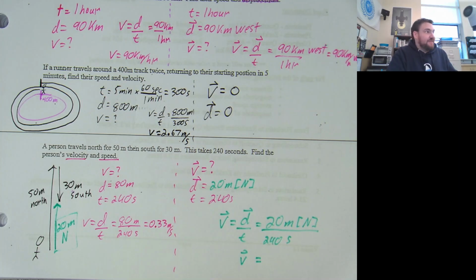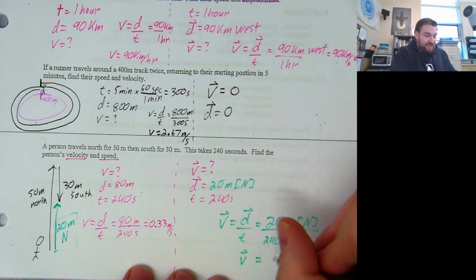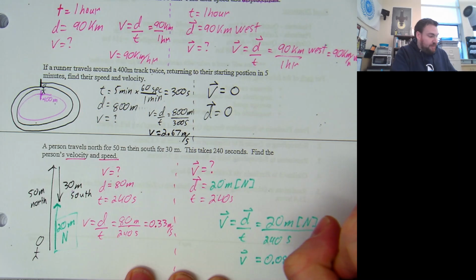Which is, what is a decimal? Fractional values are useless in physics. A math teacher will never say that to you. A physics teacher always wants decimals. Because decimals make sense. A decimal meter is a centimeter. So then what is 1/12? What's a decimal? 0.083 meters per second north.